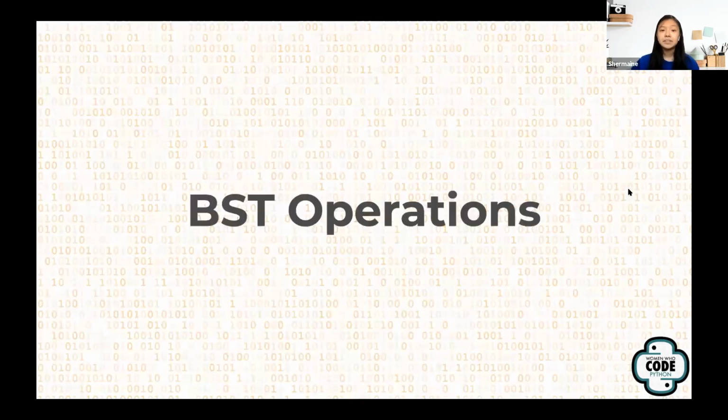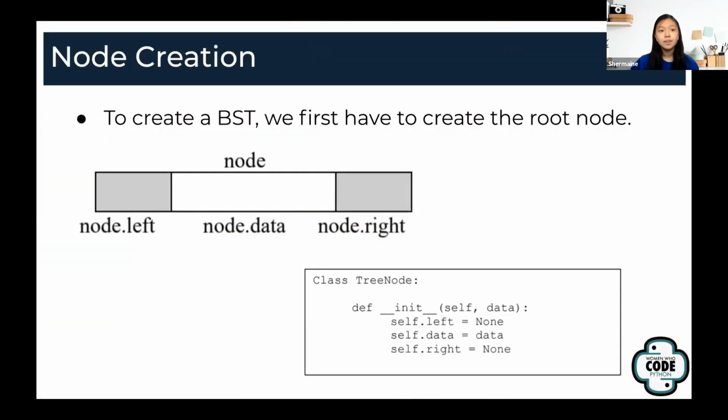Now we move on to some binary search tree operations. So before you want to create your binary search tree, you have to first create a node, which is your root node. So your root node will have a data element, a left pointer, and a right pointer. So this is how the code will look like. So you create a class called tree node, and then you put your left pointer and right pointer as none. And then your data element as what you want to put in your data. We will explain this code in detail later during our live coding session. So don't worry if you don't understand what the code is saying now.